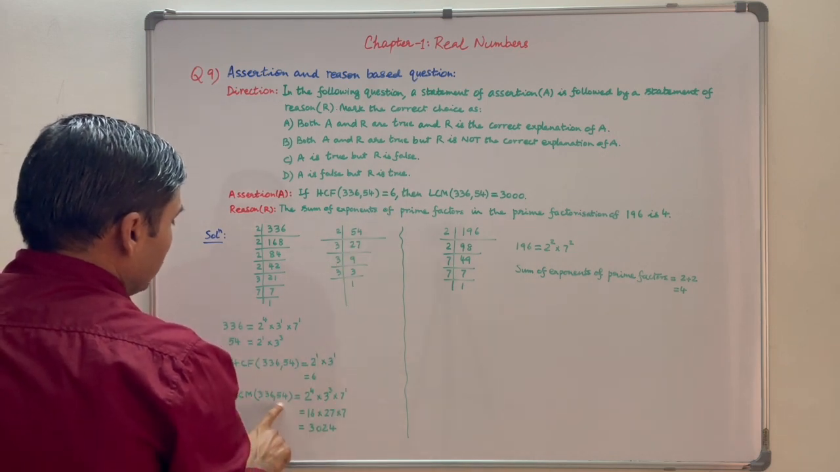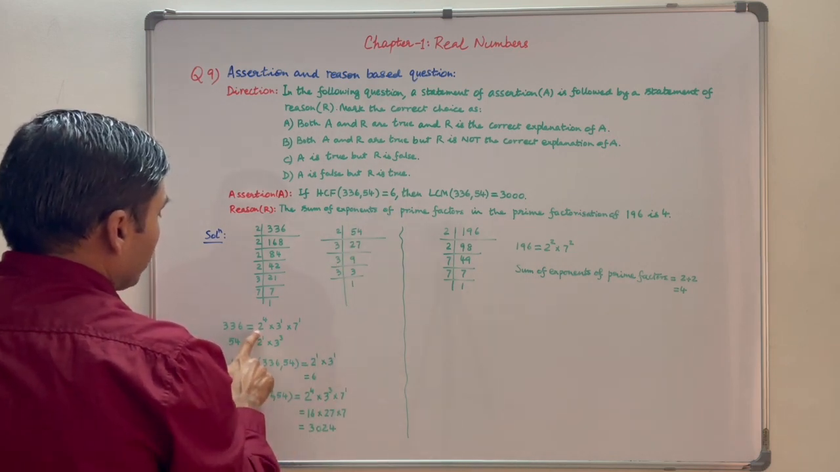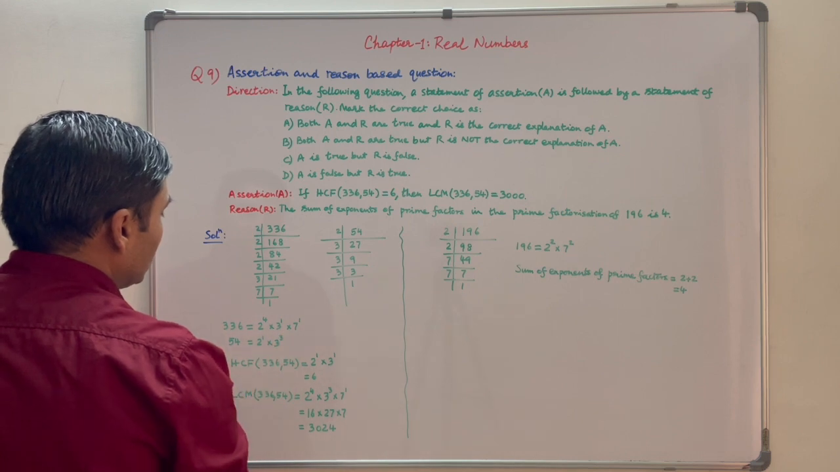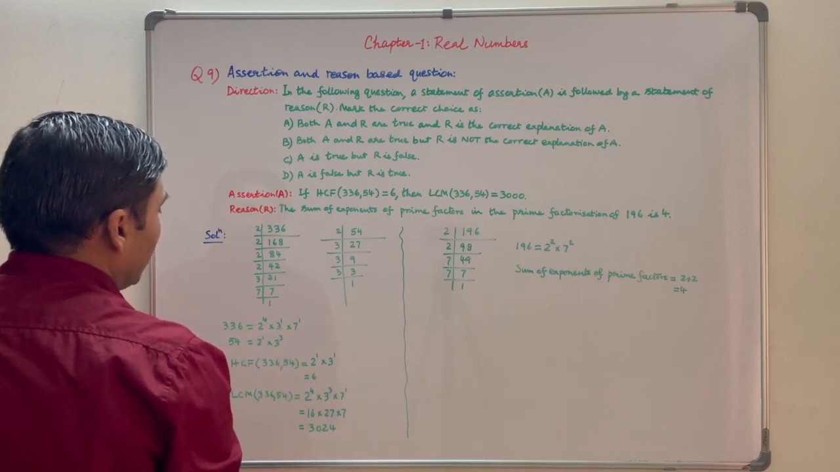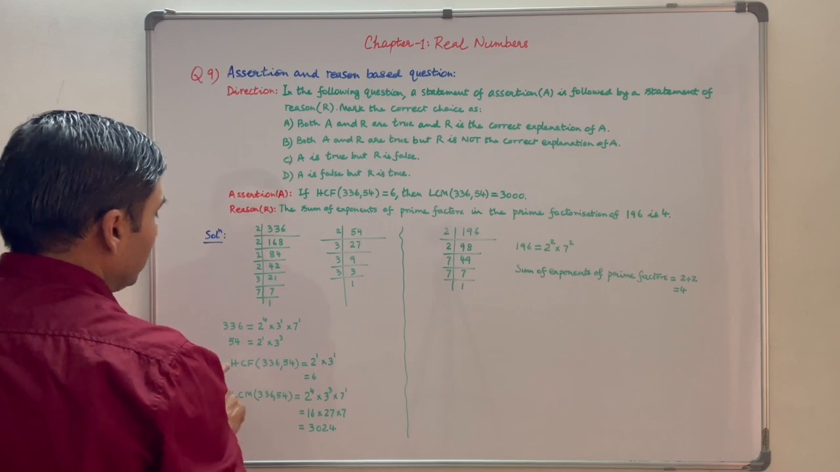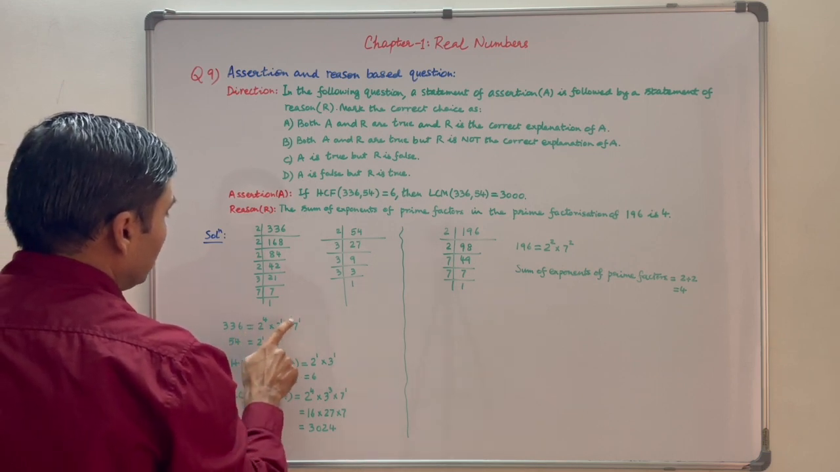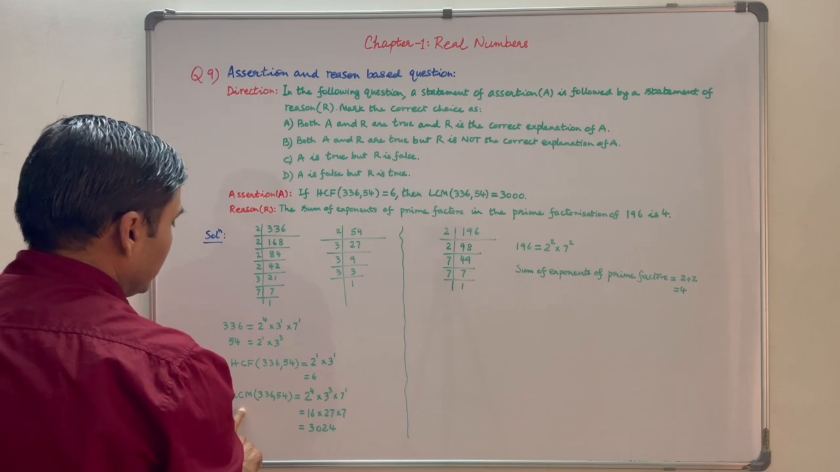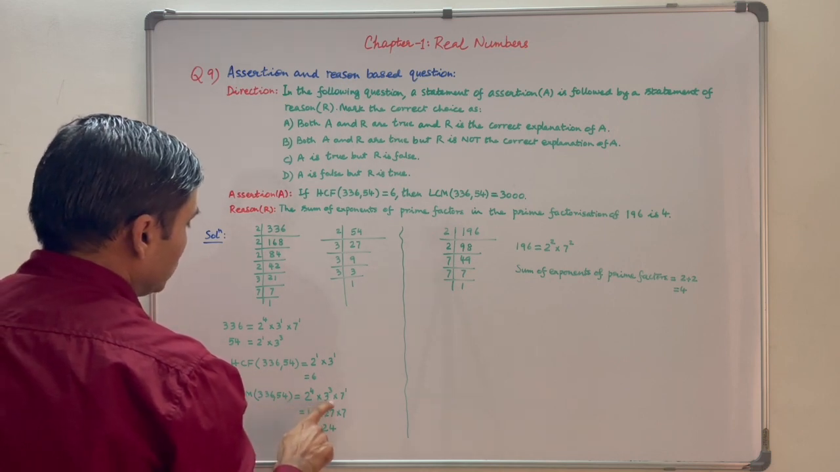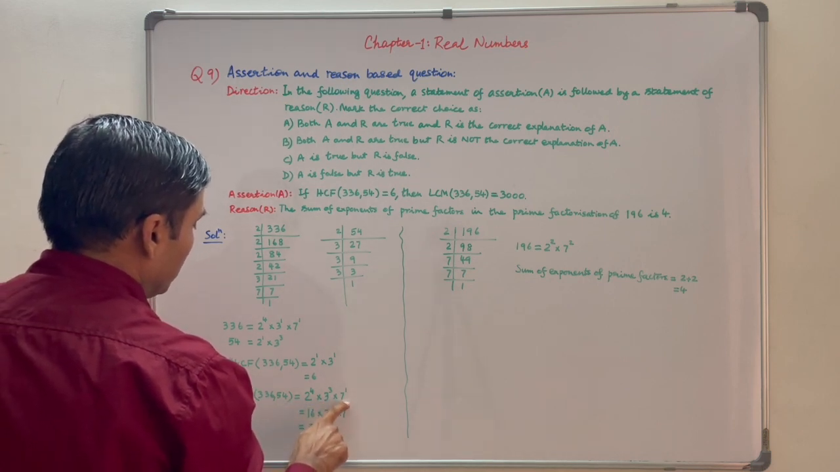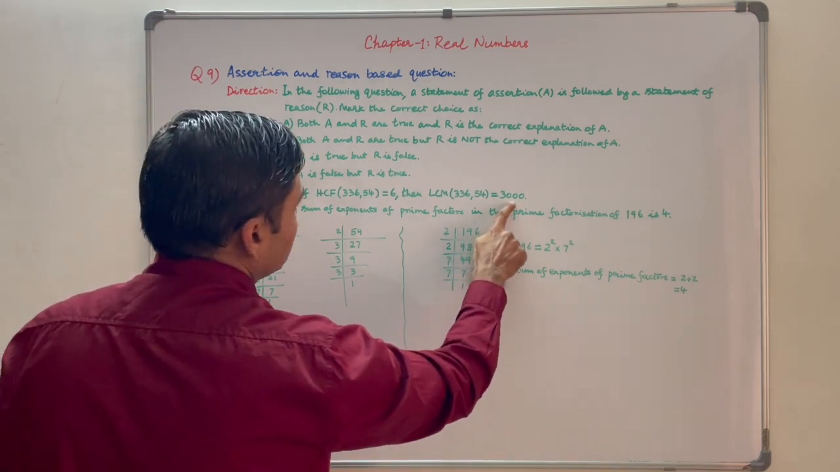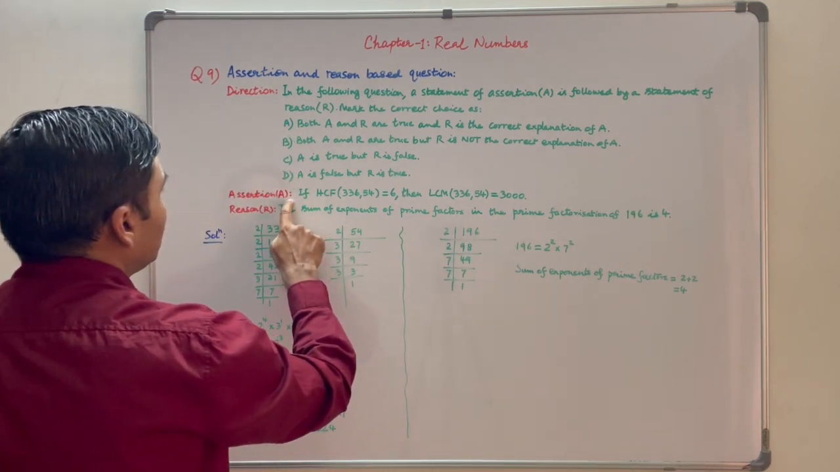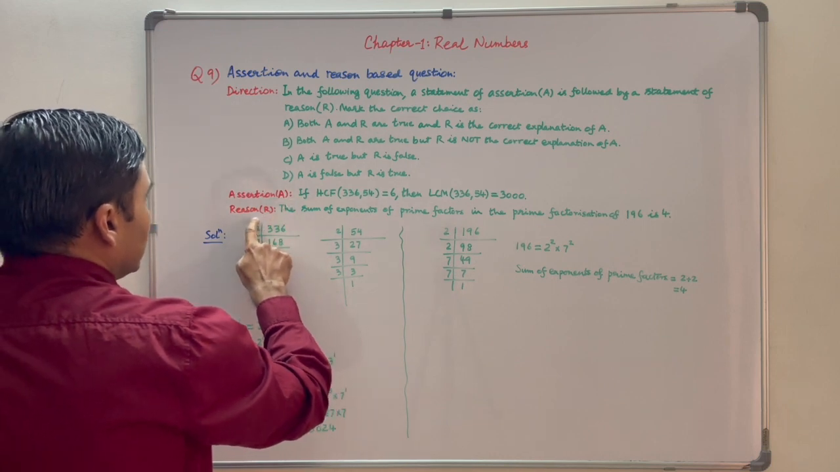For the LCM of these numbers, we will find out what prime factors are involved in these two numbers. So they are 2, 3 and 7. And what are their maximum powers? That is 4, 3 and 1 respectively. So the LCM will be 2 to power 4 into 3 to power 3 into 7 to power 1. That is 3024, and it is given as 3000. So A is false. Let us check R.